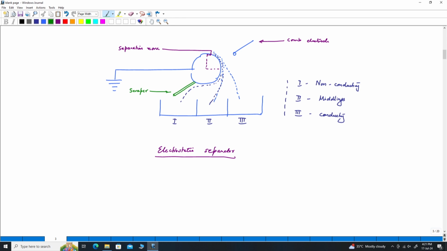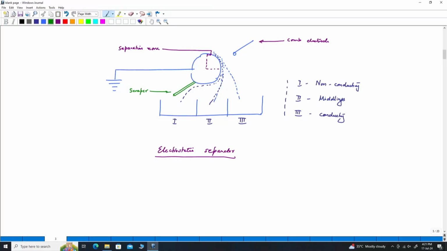Middlings are those materials that are coming in between. Some of these middlings will be conducting, some of them will not be conducting, but that is fine. We can't really have a clear-cut division of conducting as well as non-conducting. That's why we have the middling bin as well. So this is another way of making our material concentrated.